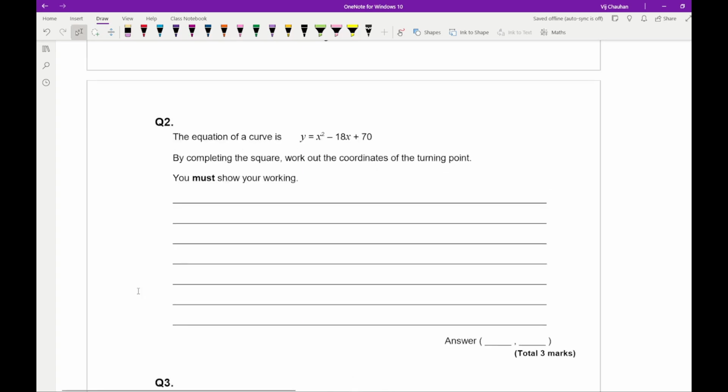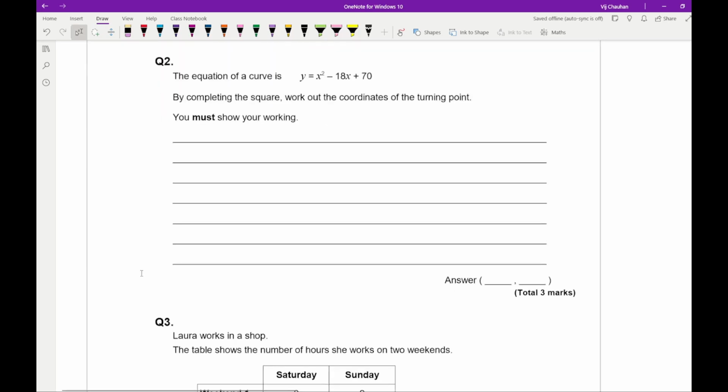Now again, just to state the obvious, we need to use the method of completing the square. We can't sketch the quadratic, can't plot it. And we also can't use a graphic calculator if you do manage to smuggle one into your GCSE exam.